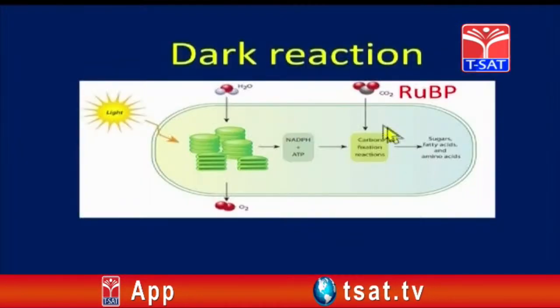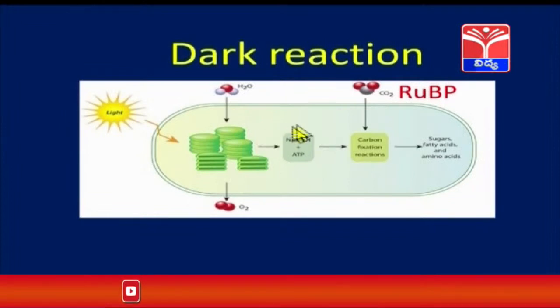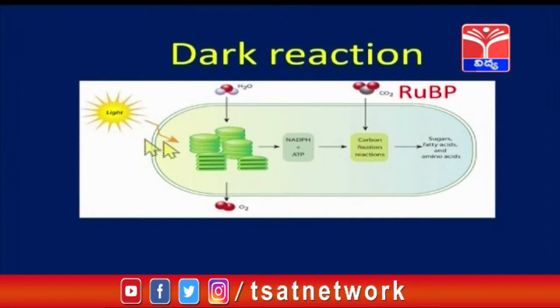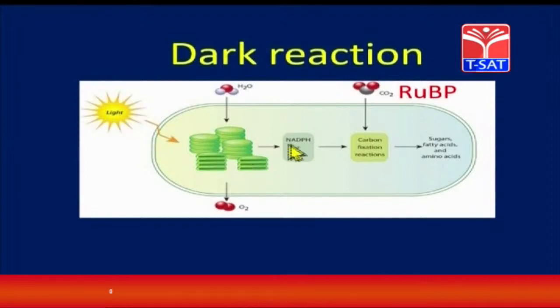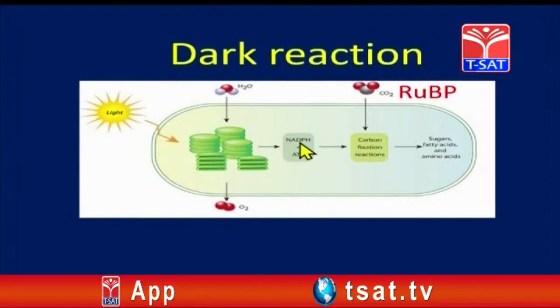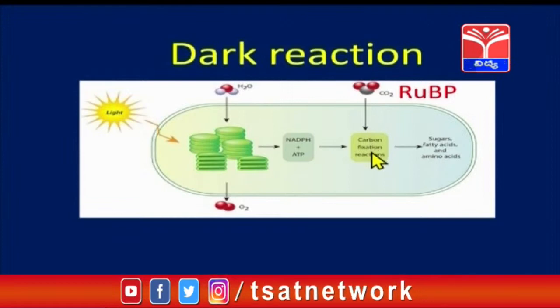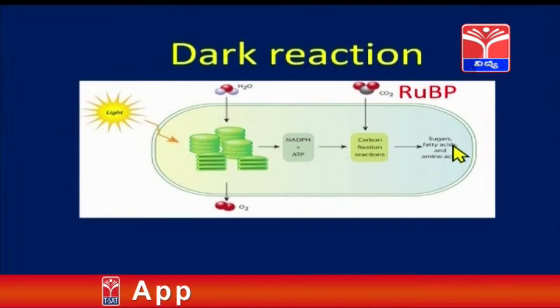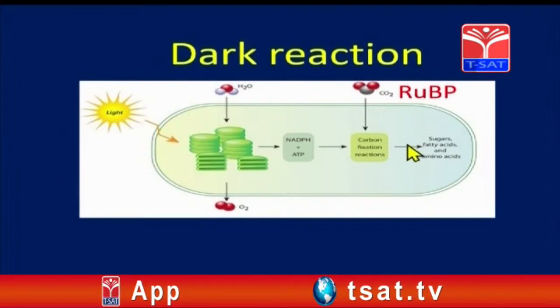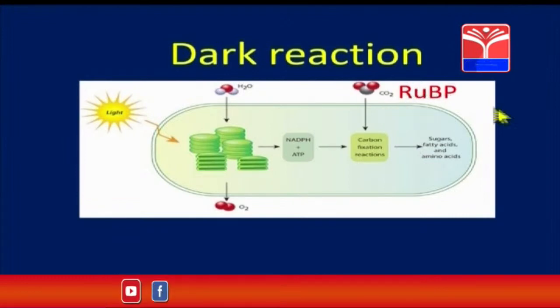This is the schematic representation of the dark reaction. What is happening in the dark reaction? In the dark reaction, you can see the sunlight falling on the grana. It's producing NADPH and ATP. This NADPH and ATP are the products of the light reaction. Now, in the dark reaction, NADPH will combine with carbon dioxide and form carbohydrates, that is simple sugars or the simple form of carbohydrates. Over here, the element RuBP is helping to perform the process.